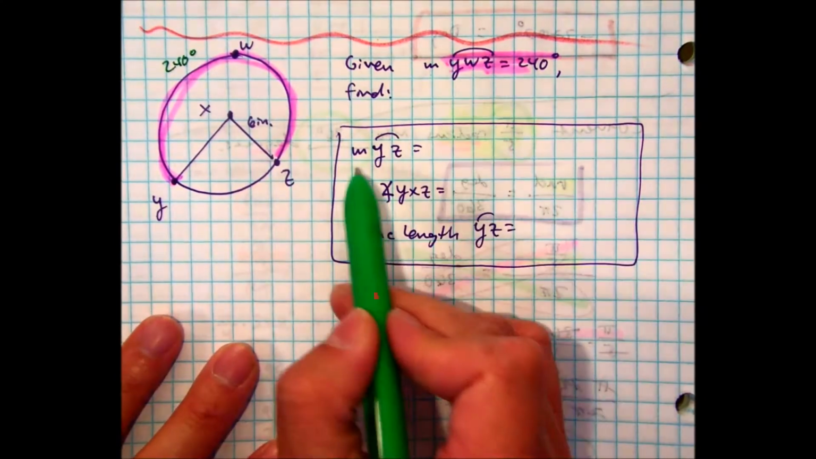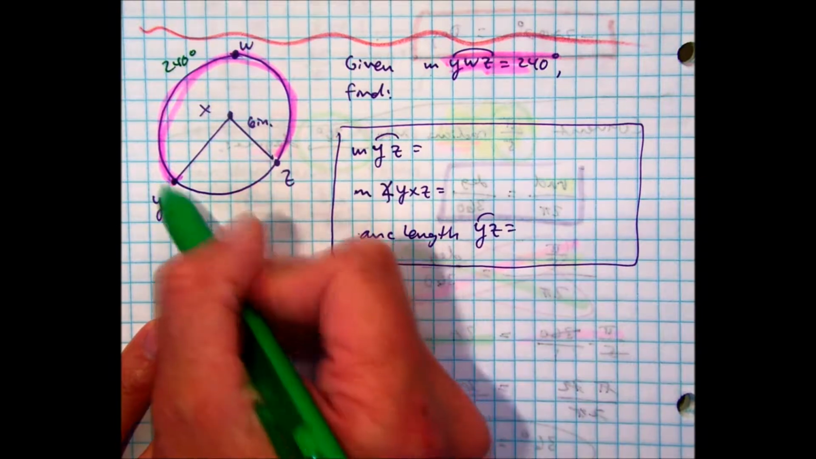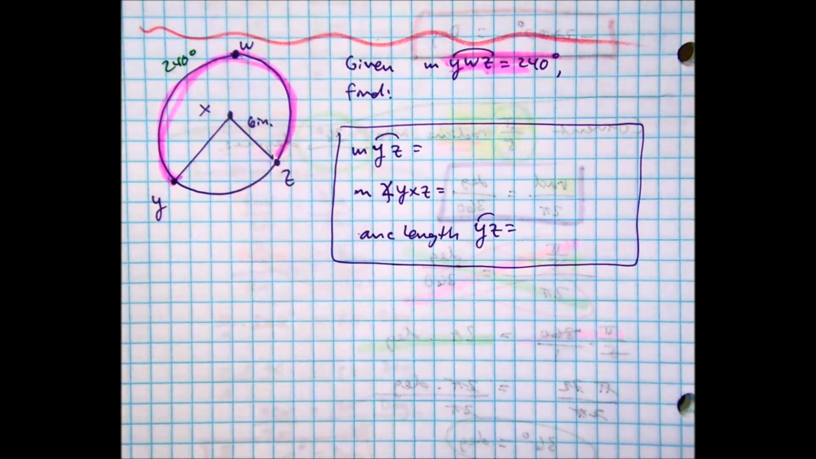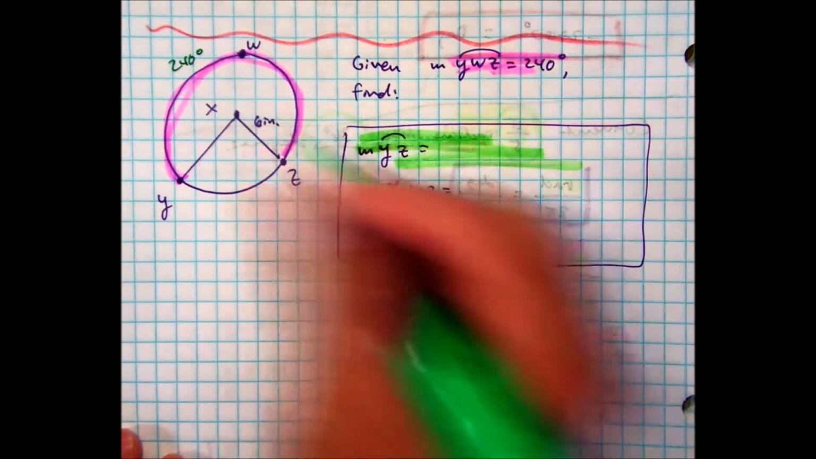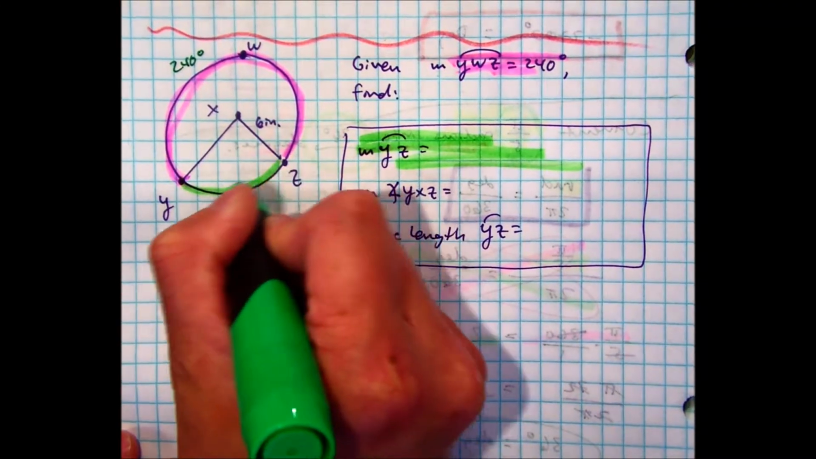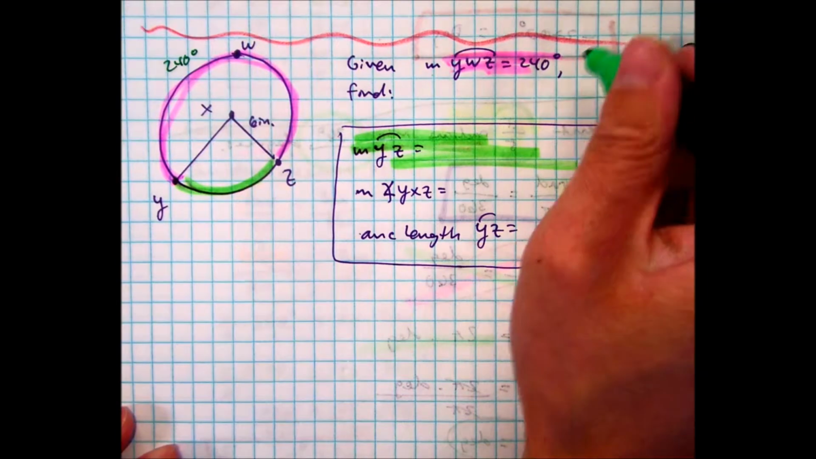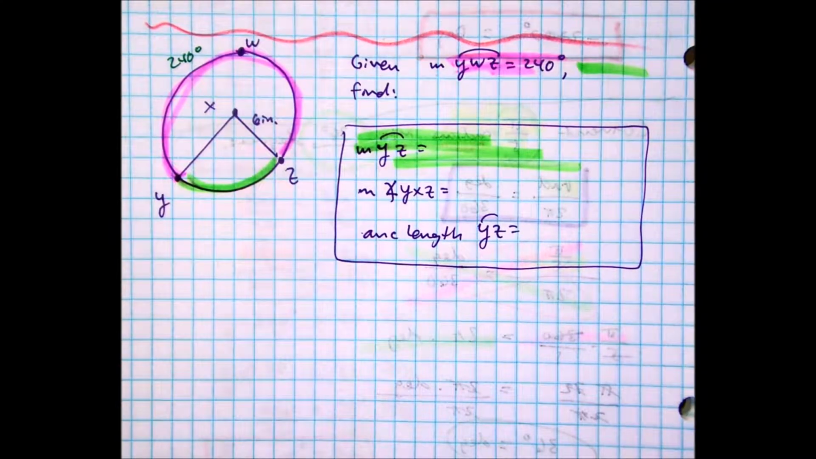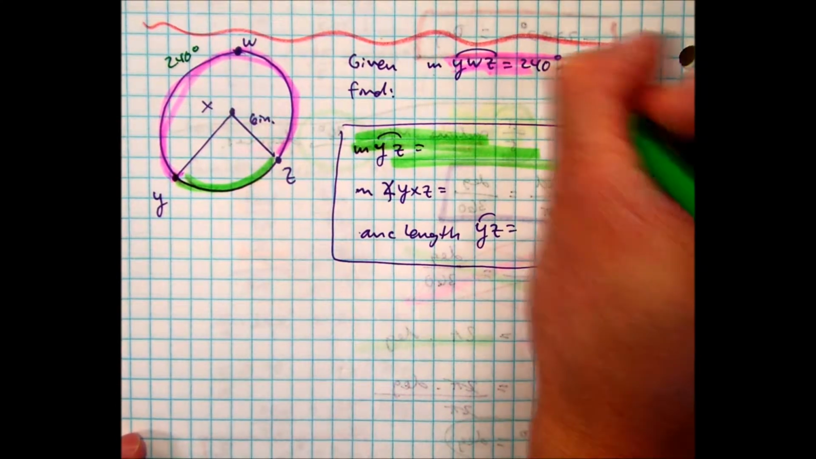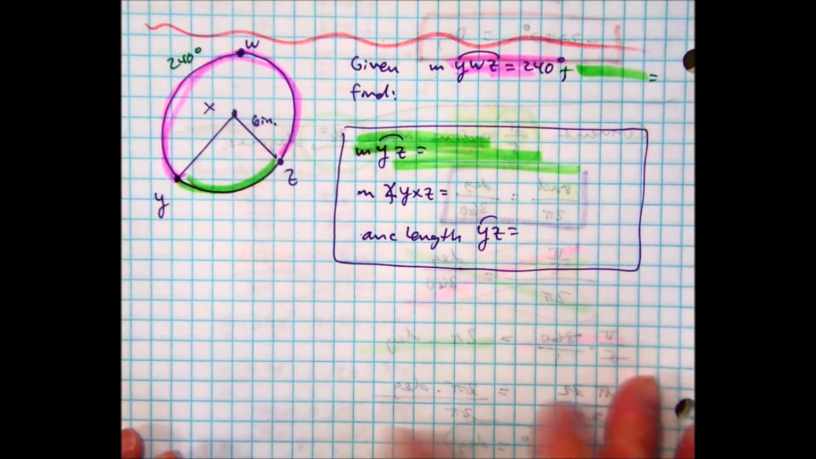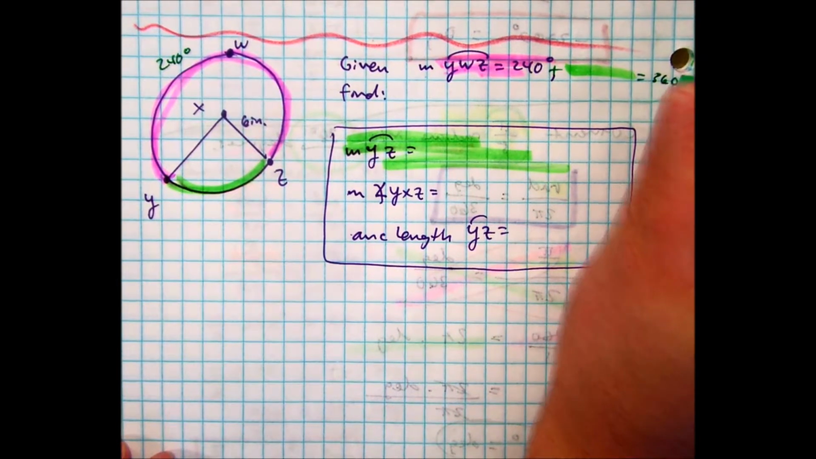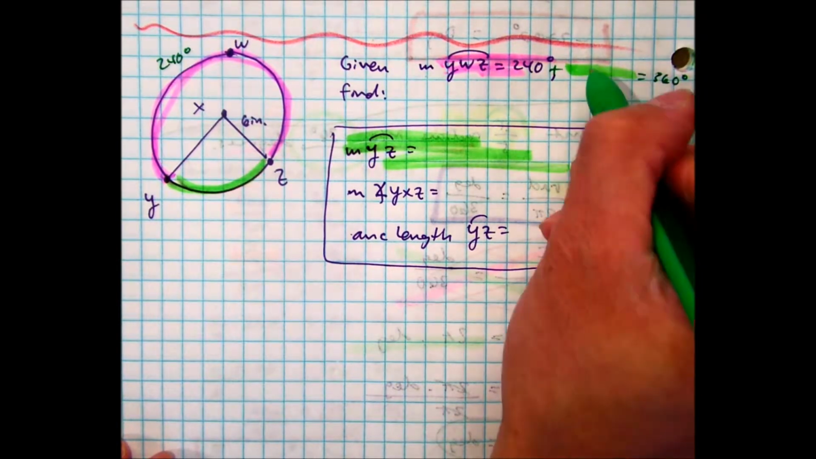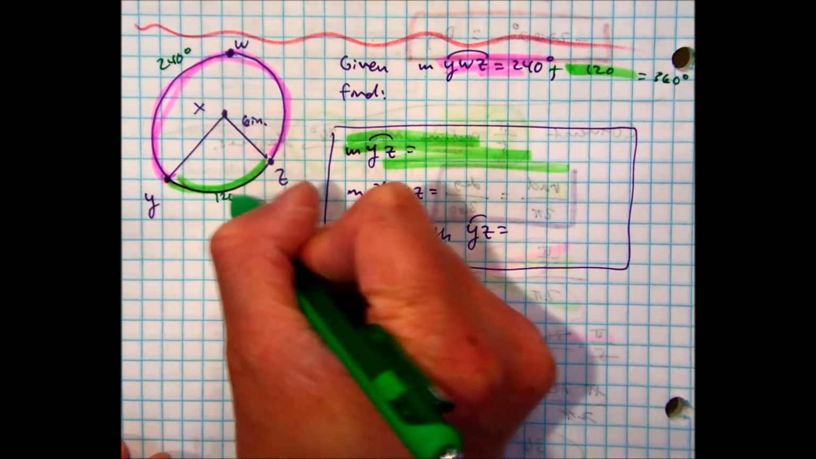They want us to find the measure of the arc, so that's on the outside, YZ. So I recognize here that if I add the pink plus the blue, pink plus the green, a whole circle has how many degrees? So how much does that one have to be? It has to be 120.